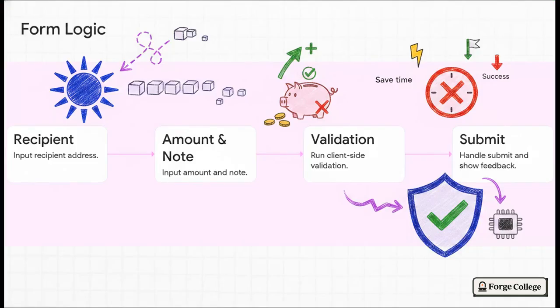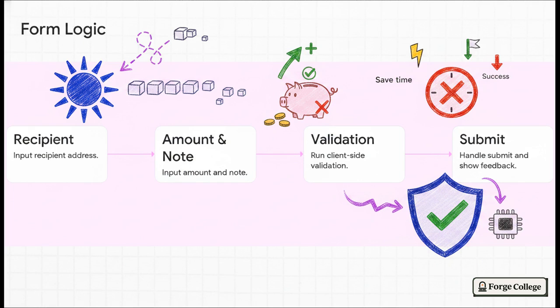This is the steering wheel for our users. It's where they actually tell our dApp what they want to do. The logic flows like this: inputting a recipient address, entering an amount, and then, this is incredibly crucial, running client-side validation before we ever handle the submit. This brilliantly illustrates why we need to catch errors early.